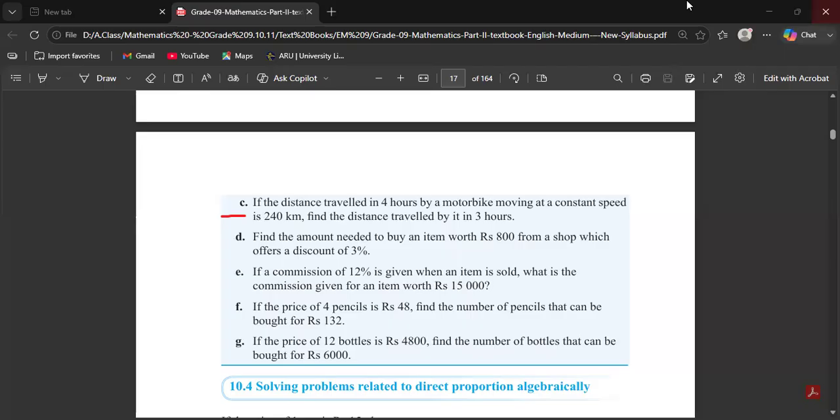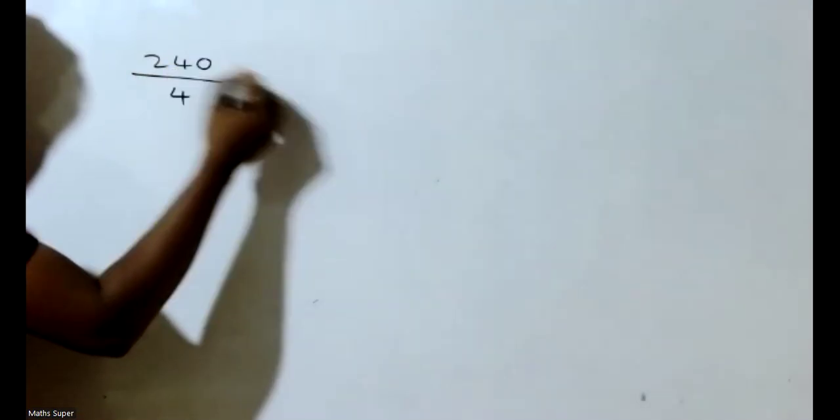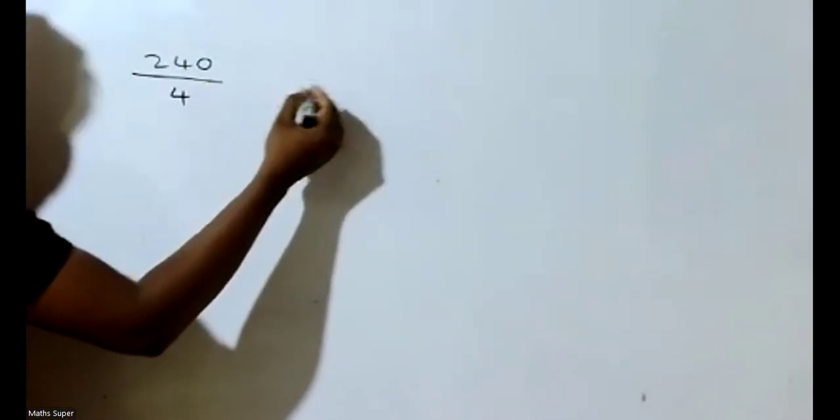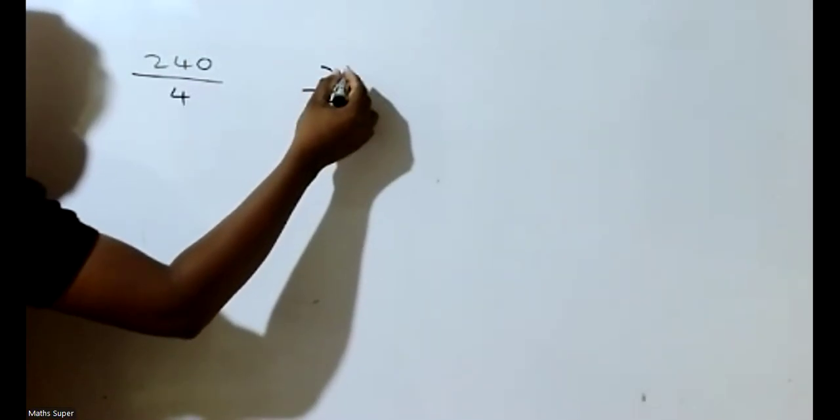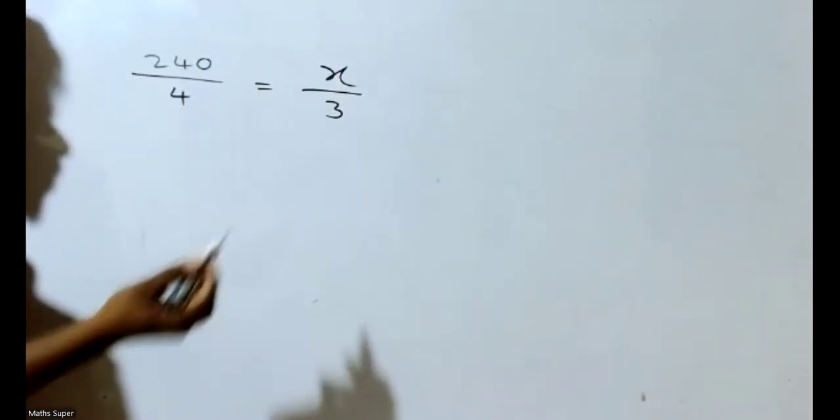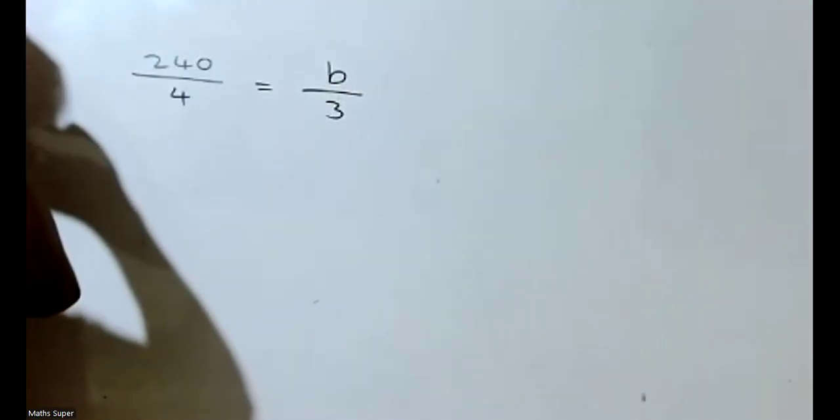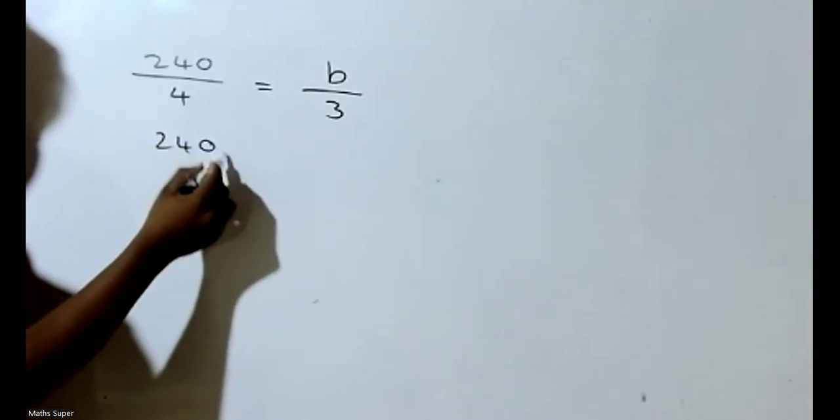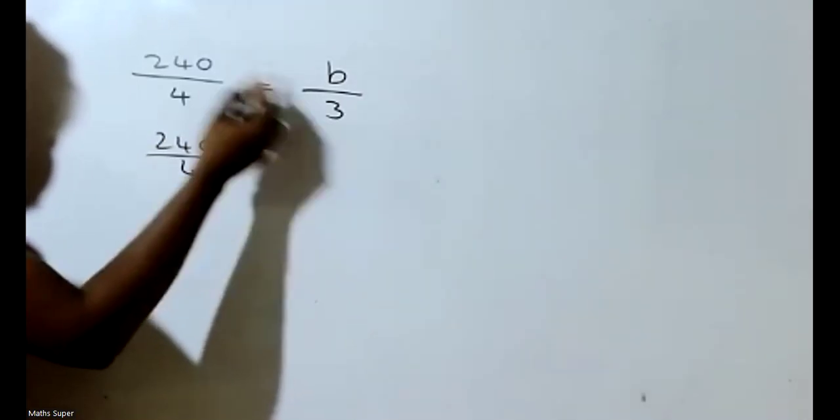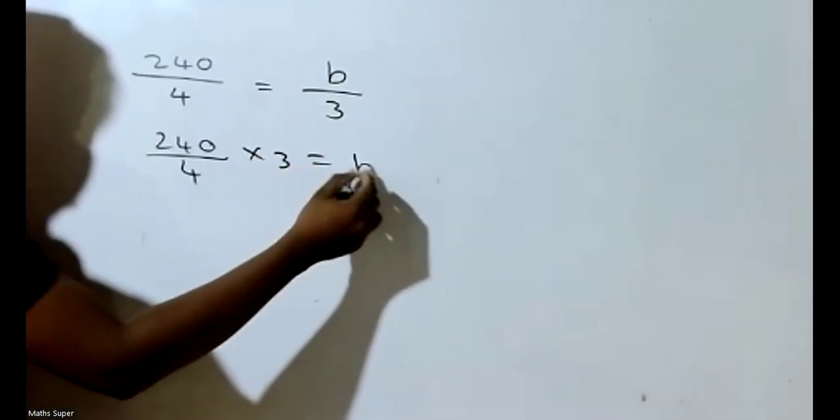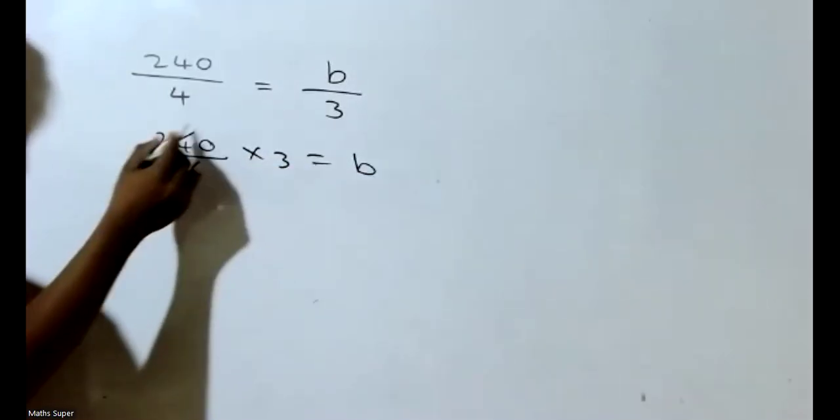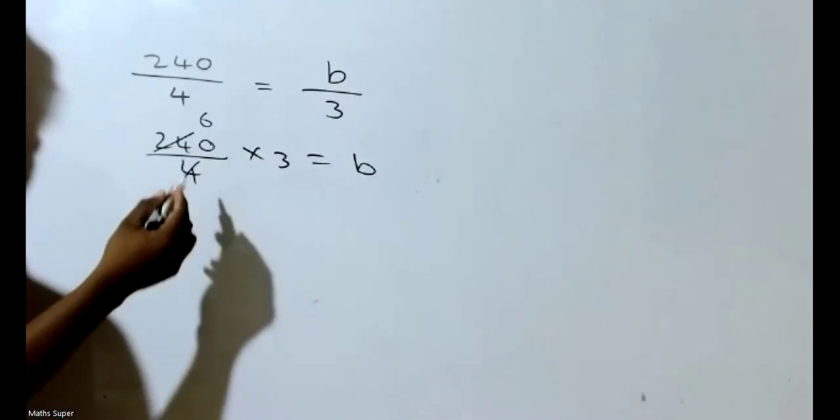So if the distance traveled in 4 hours is 240 kilometers, what about 3 hours? 4 hours, 240 kilometers. 3 hours, b. I always use y, but you can use a or b, that's okay. So 240 divided by 4. Then we have to take this 3 from here to here, then we can substitute this b. What to do? 4 times b. You can remember the multiplication table.